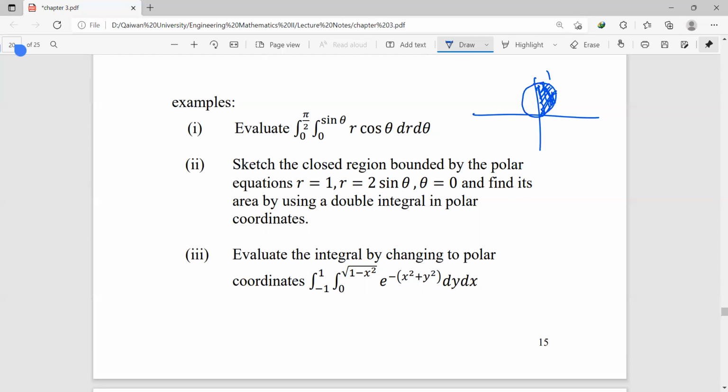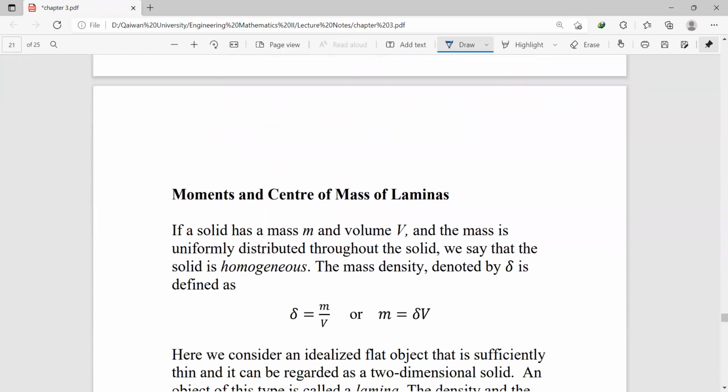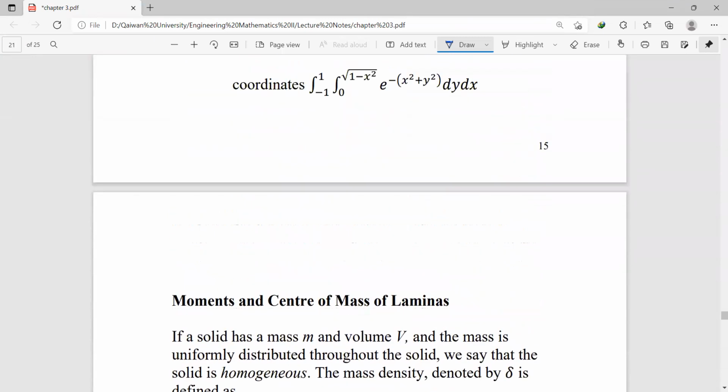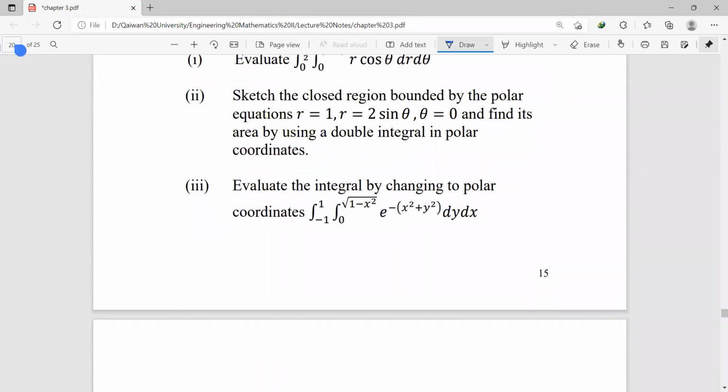That's the region. Now, to find this double integration, there's no space here. Let me create some blank pages here to make it.